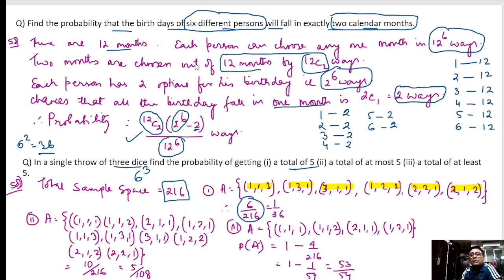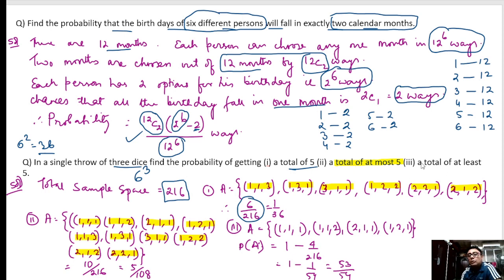Next, I want a total of at most 5. That means not more than 5. So not more than 5, what are the options I can have? I can have 3, 4, 5. So these are the only options which I can have for a total of at most 5. That means 10 out of 216, and that is the answer.